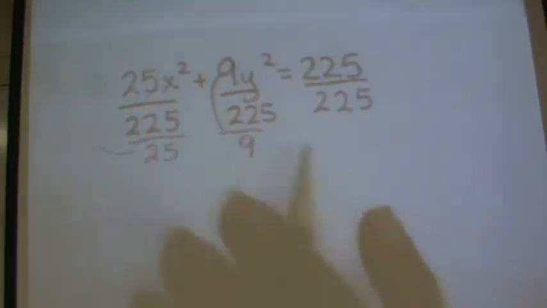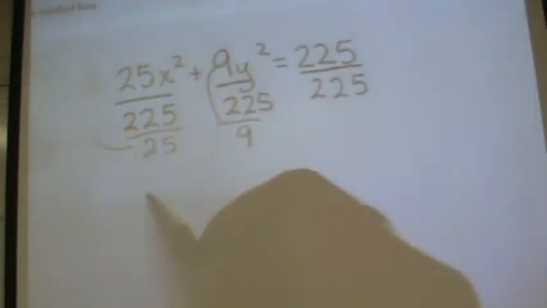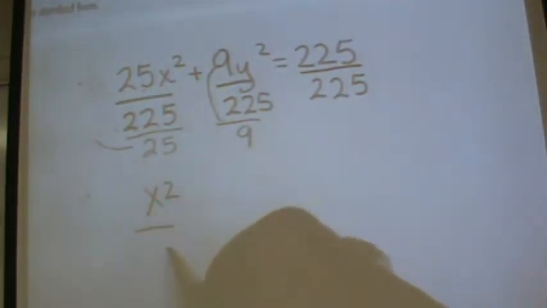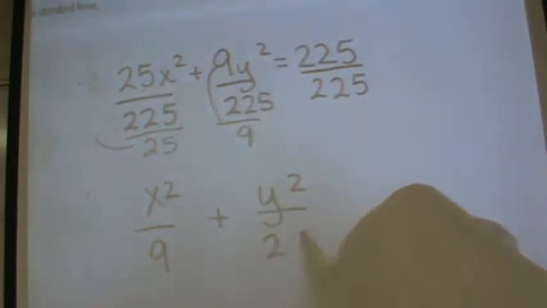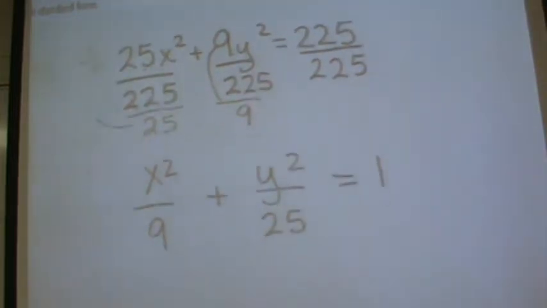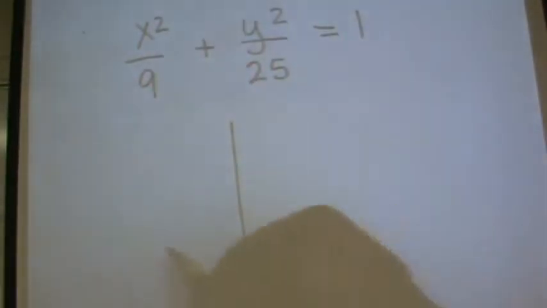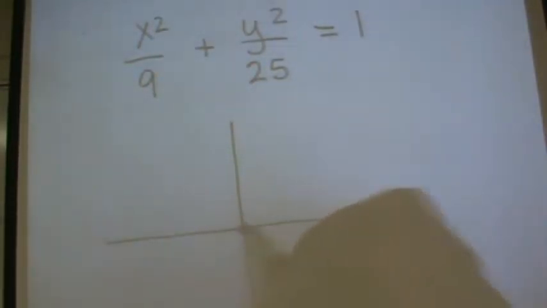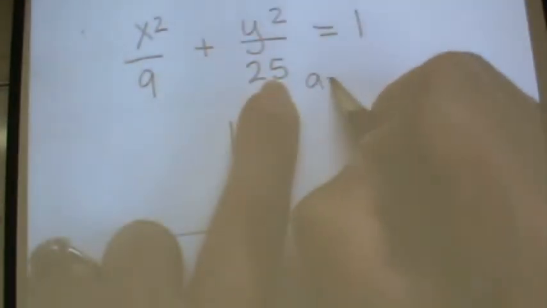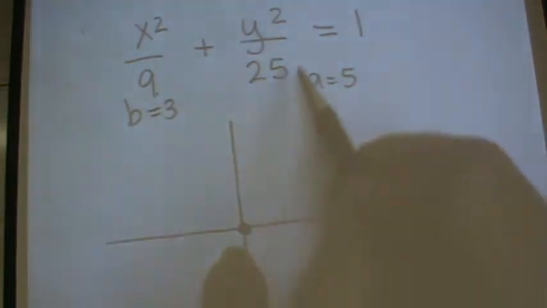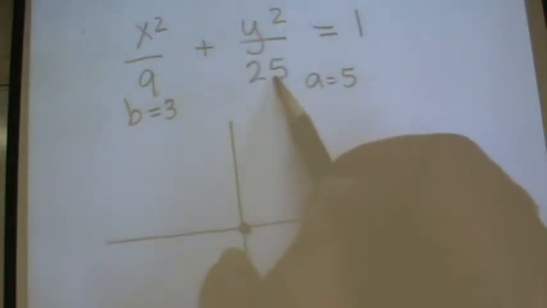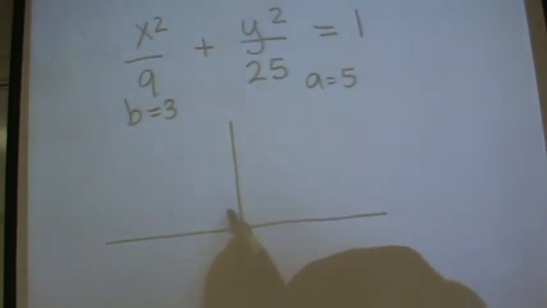So what do you end up getting? You end up getting x squared over 9 plus y squared over 25 equals 1. So if I asked you to graph this, where's the center? 0, 0. The a value is 5 and the b value is 3. You take the square roots of these. So the bigger number is underneath the y, so it's going to be elongated on the y-axis.